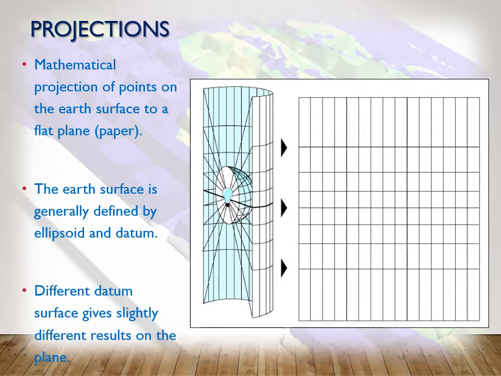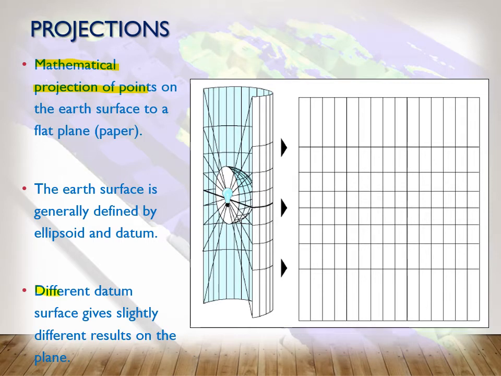So one way you could think of a projection is like putting a light bulb into a transparent globe, and then you're wrapping a sheet of paper around that globe. You're drawing, let's just say, the outline of the continents onto that piece of paper, and then you roll that piece of paper out. That basically is where the term projection comes from. But in GIS, it's really a mathematical process of transforming something that's 3 dimensions into 2 dimensions.